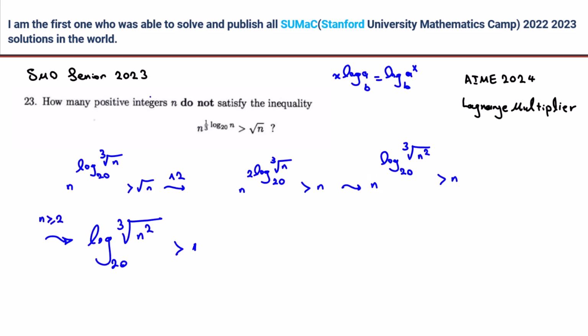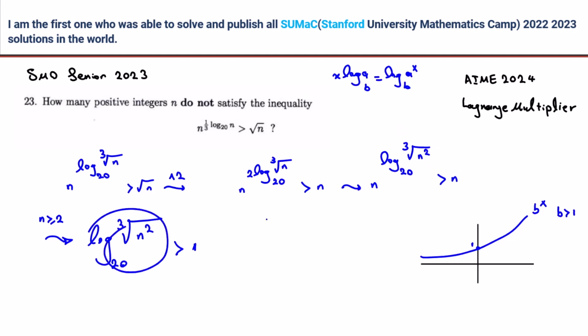And when this base is at least 2, let me tell you this. When you have something, for example, b to the power of x, it is increasing if b is greater than 1. Now here, n to the power of something, we know it is an increasing function. So when it is greater than this, the power is greater than this one, and therefore log base 20 of cube root of n squared must be bigger than 1. And then I got cube root of n squared must be bigger than 20. Exactly, because again 20 is greater than 1, and then increasing.